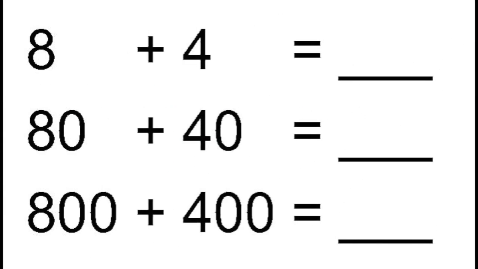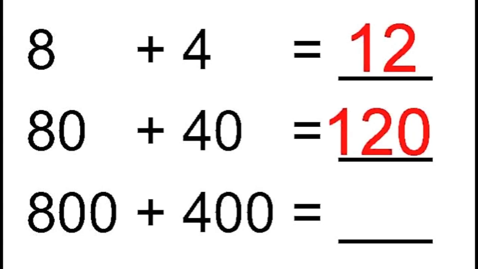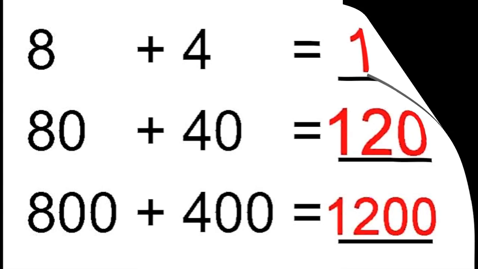So let's work on another addition pattern. First we have 8 plus 4, which equals 12. Next is 80 plus 40, or 8 plus 4 with a 0 attached. So 80 plus 40 equals 12 with a 0 attached, or 120. Last is 800 plus 400, which is 1200, or 12 with 2 zeros attached.